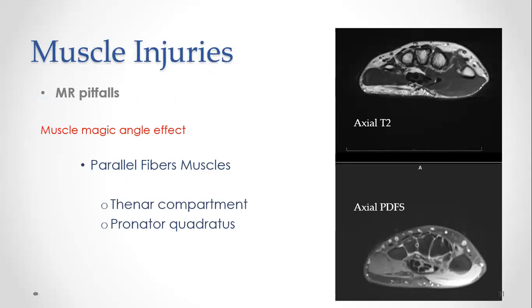MRI pitfalls in muscle imaging: you just need to be mindful that sometimes muscle appears hyperintense on MRI, and that's normal for the muscle, particularly muscles that have parallel fibers anatomy. An example for that is the thenar compartment and the pronator quadratus. So you would always see some signal change in these muscles, and that's just because of the anatomy of the muscle.